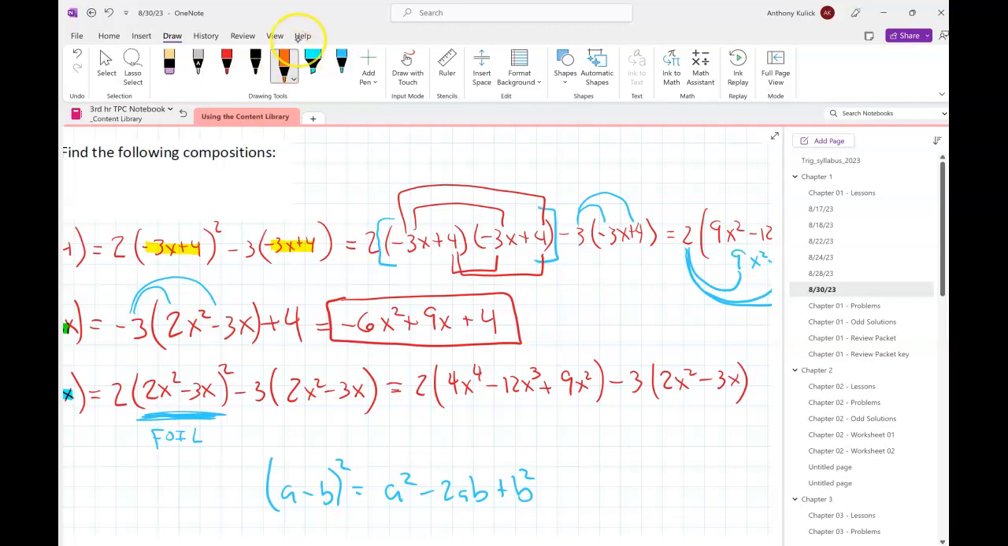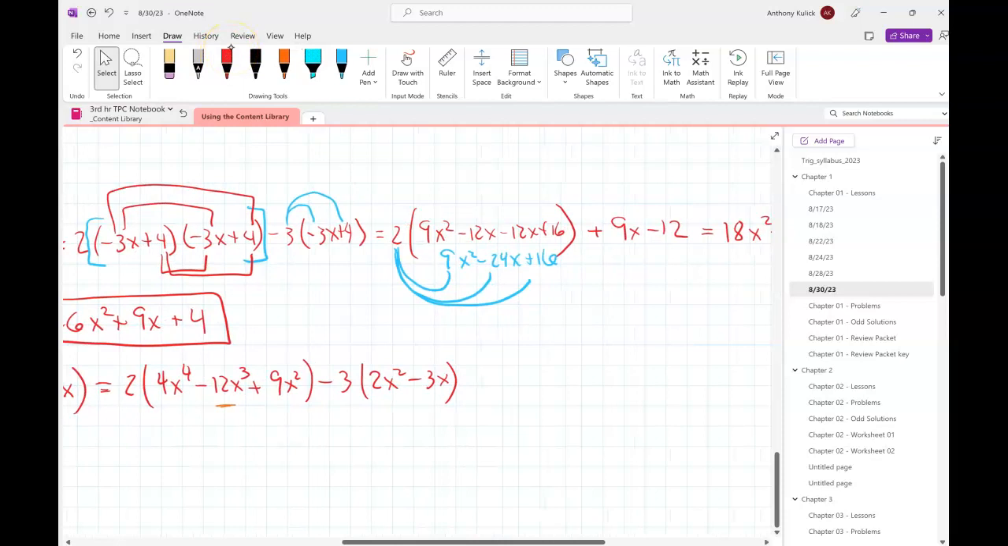Sure. Well, I'm using that pattern here, so I just did a squared minus 2ab, so 2x squared times negative 3x times 2. That was my 12x cubed. And then b squared, which is just negative 3x squared, so 9x squared. It allowed me to do it quickly in my head because I remembered that formula. If you didn't, that's fine. We could FOIL also, which is what I wrote there.